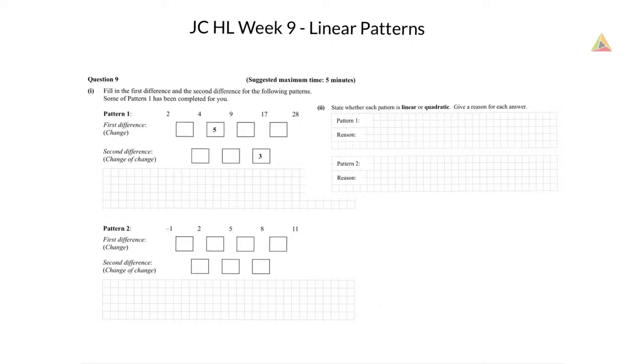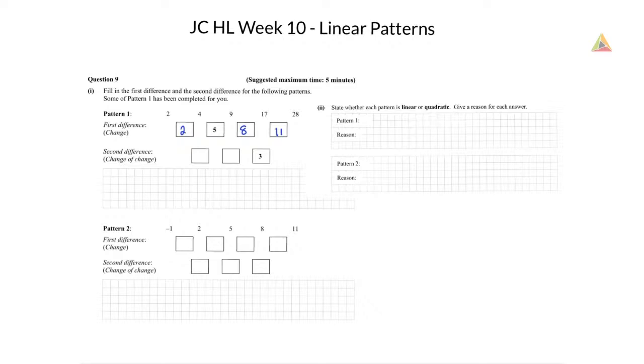So if we look at the difference, what's the first difference? So what's the difference between 2 and 4? So we know, how do you get from 2 to 4? You add 2, so 2. What is the difference from 4 to 9? It's 5. What is the difference from 9 to 17? That's 8. What's the difference from 17 to 28? So you get 11. So that's the first difference completed.